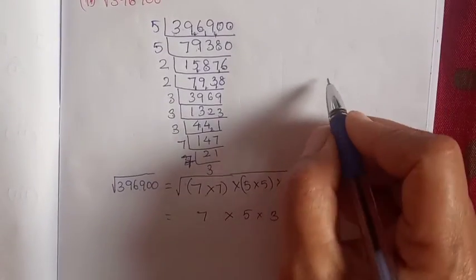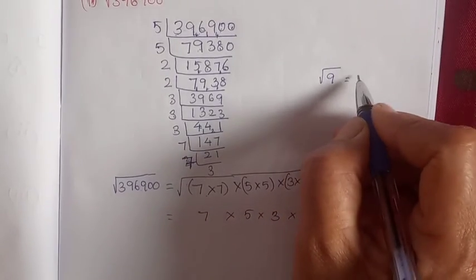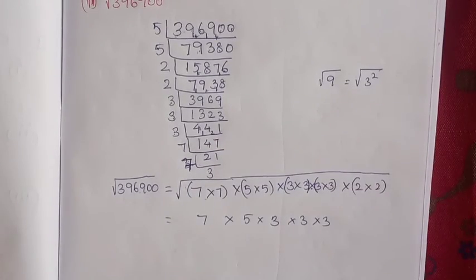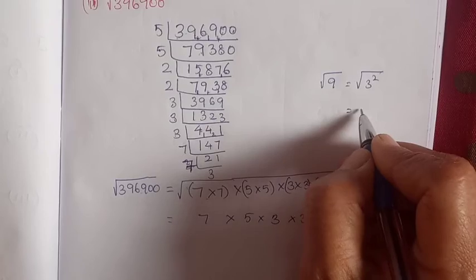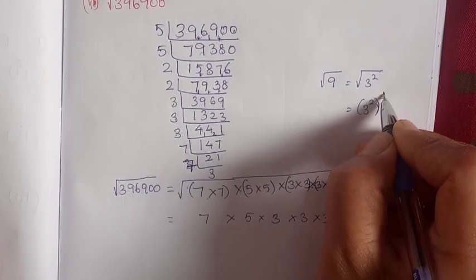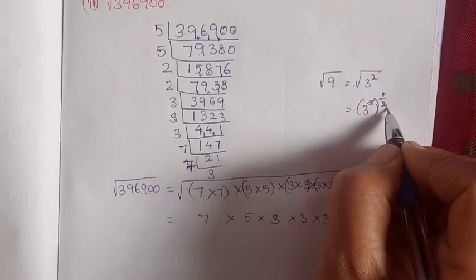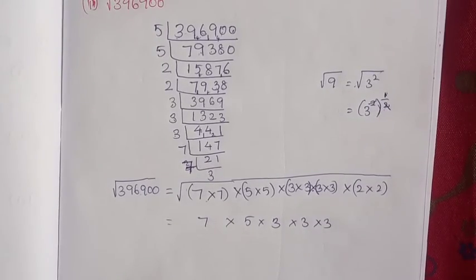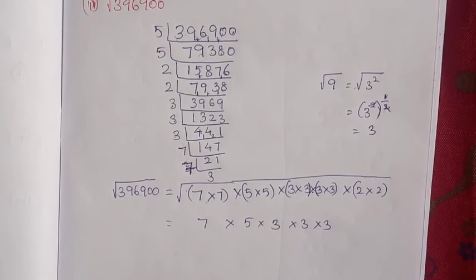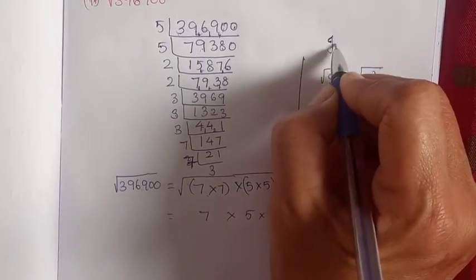A short note for this. See, square root of 9, how can we write? Square root of 3 square. So actually the root value is, now this can be written as 3 square whole to the power of 1 by 2. Square root value is always 1 by 2. So this 2 and 2, square and root will be cancelled. That is why this answer is 3. Square root of 9, any kind. This is a very important note, children.